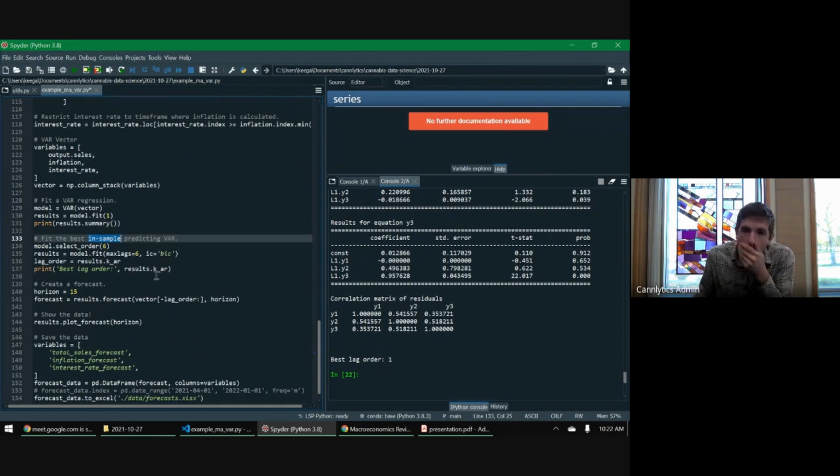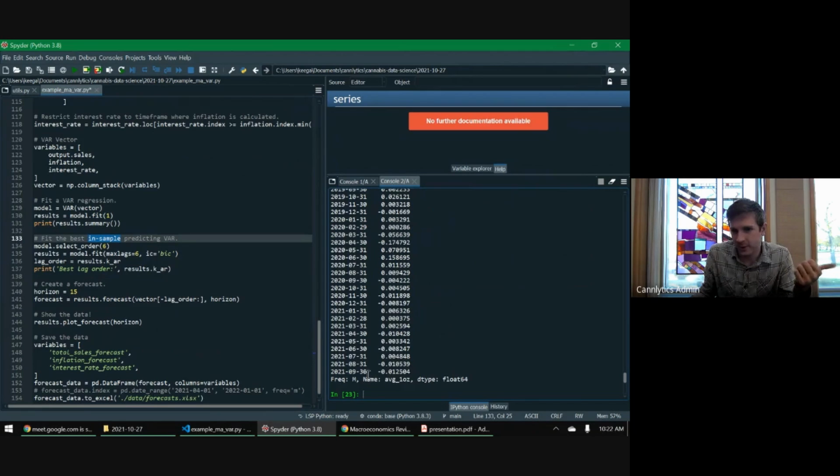So let's do just that. We said we want to get forecasts for the rest of this year plus next year. Our data goes through the end of September, so we want to get observations for October, November, and December, and then the 12 months next year. So our horizon is 15 periods.